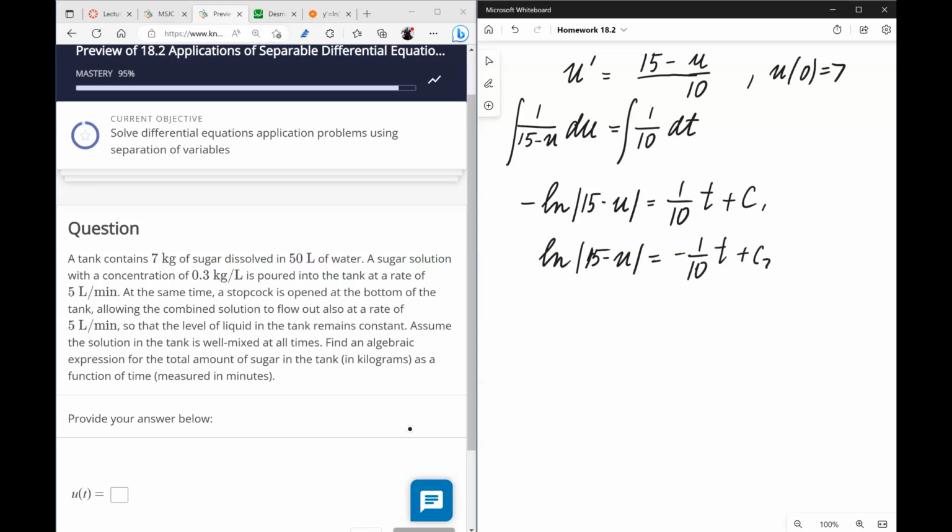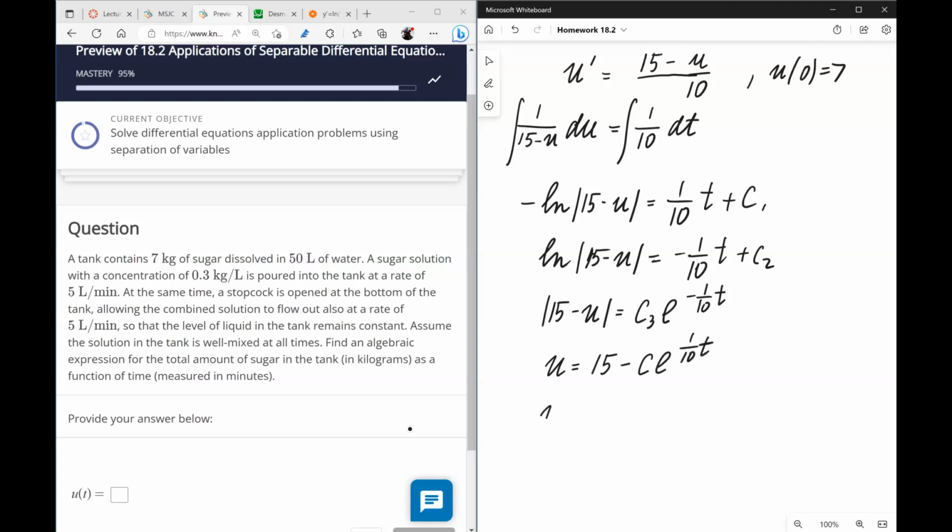It may not be the same constant, so exponentiating. Again, not the same constant, but we've seen this transformation before. And getting rid of absolute value, u is less than 15. That's a fair assumption because we start at 7. And once we get rid of absolute value and simplify, this is what we get.